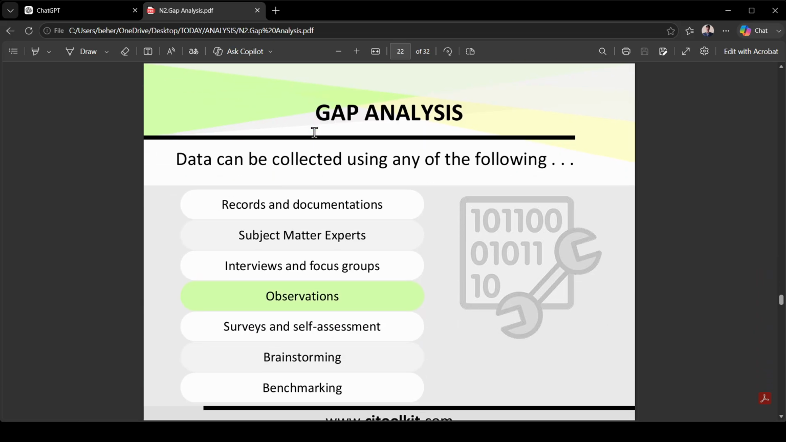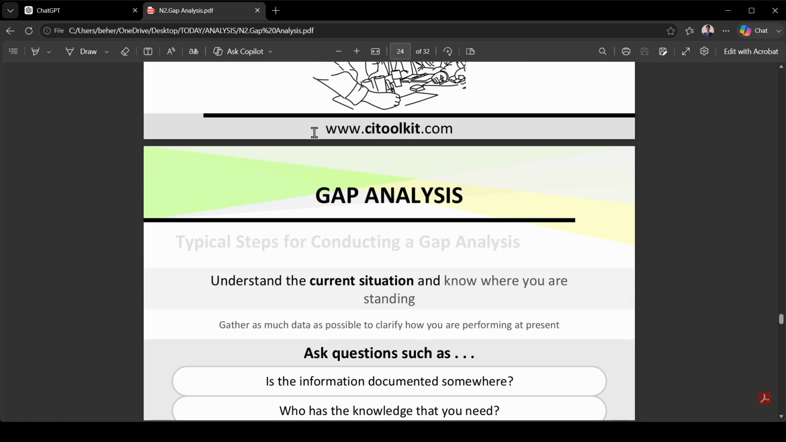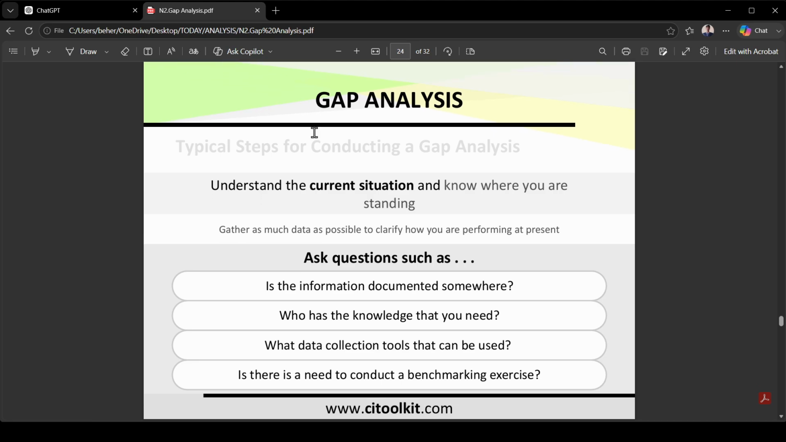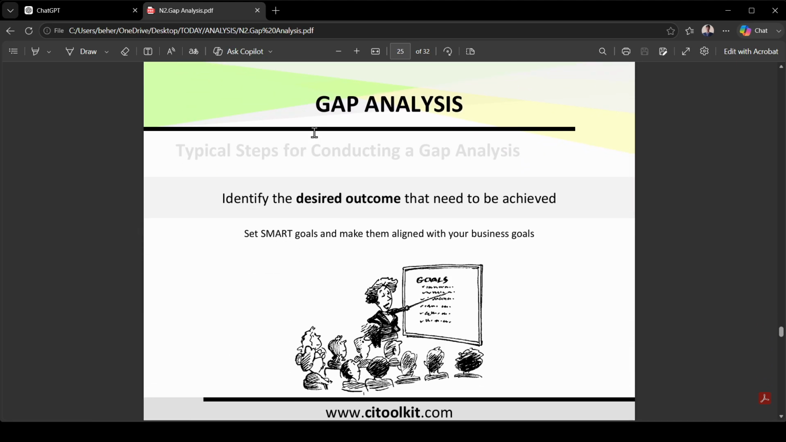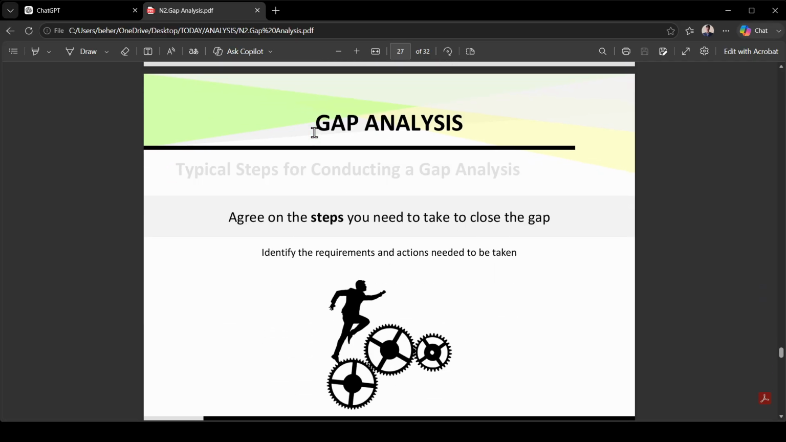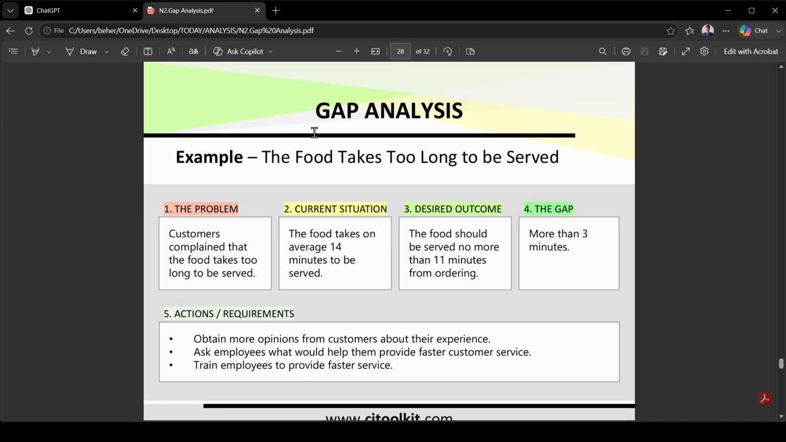Another is the data collected using the following iteration. Another is the typical steps to conducting gap analysis. You would ask the question how the gap is coming, so you can read about that situation. Then you identify the desired outcome that needs to be achieved. Then identify the gap between the current state and the desired state, and this is the gap analysis. One example you can perform is problems, current situation, desired outcome, and the gap.